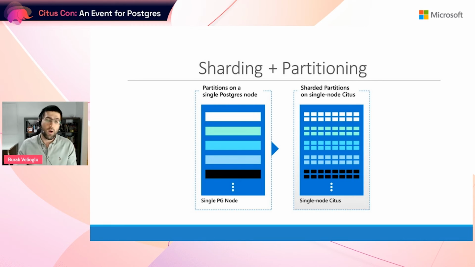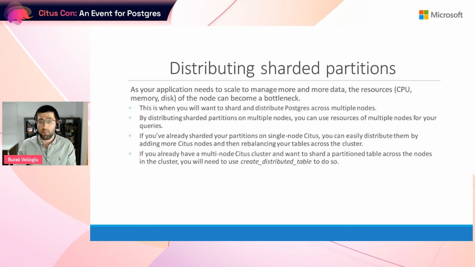So if we want to show it graphically, we have partitioned our table. Those are the partitions, and if you shard those partitions on the single node, Citus will shard each of those partitions to a given number of shards. It is 16 over here. So in single node Citus, you can shard your partitions, and you can use the best of both Citus and Postgres to manage your time series data.